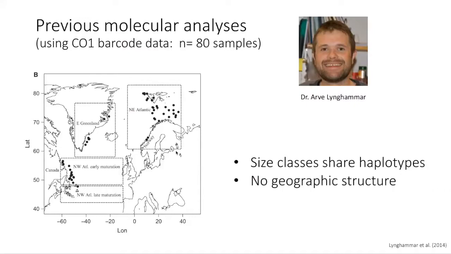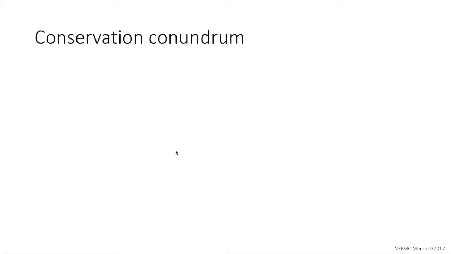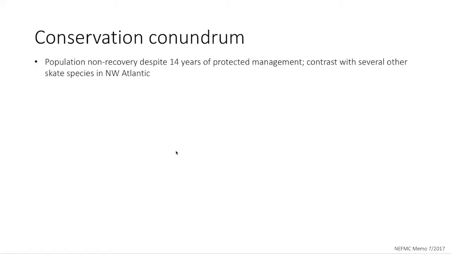And what was peculiar and surprising to Arve is he didn't see any genetic differences that allowed him to distinguish between the two size classes in the Northwest Atlantic, and there didn't appear to be any significant geographic structuring of the data. This was somewhat counterintuitive. It was not what was expected. And so we're presented with this conservation conundrum.